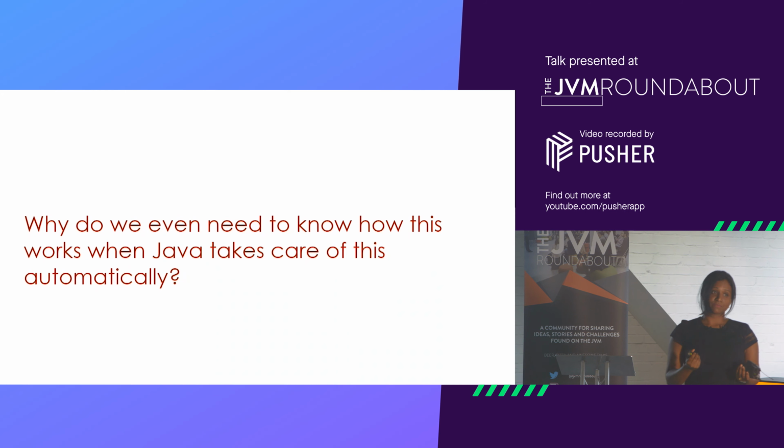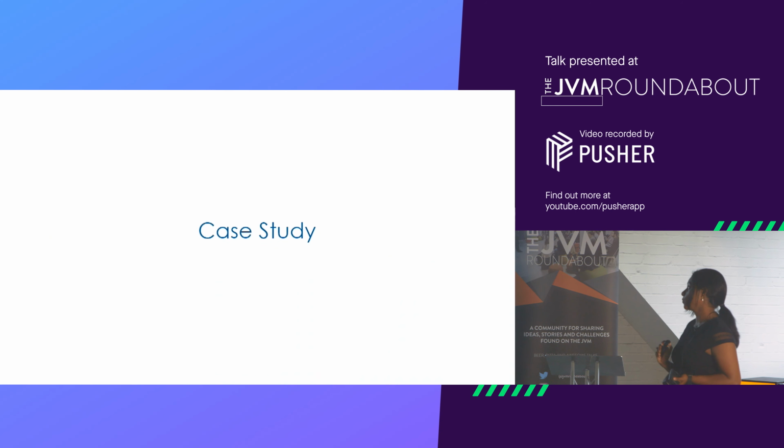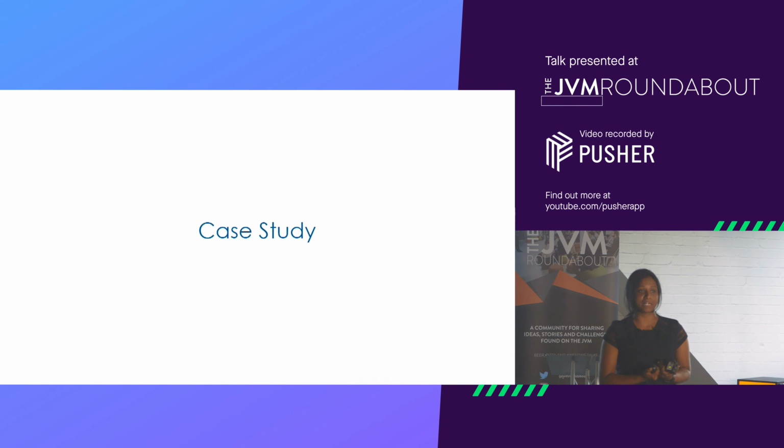So hopefully by now you have some overview of how the JVM's heap memory model works. We all know Java looks after memory management and handles that automatically. Then why do we even need to understand how this works? This is probably where the case study will come in handy.